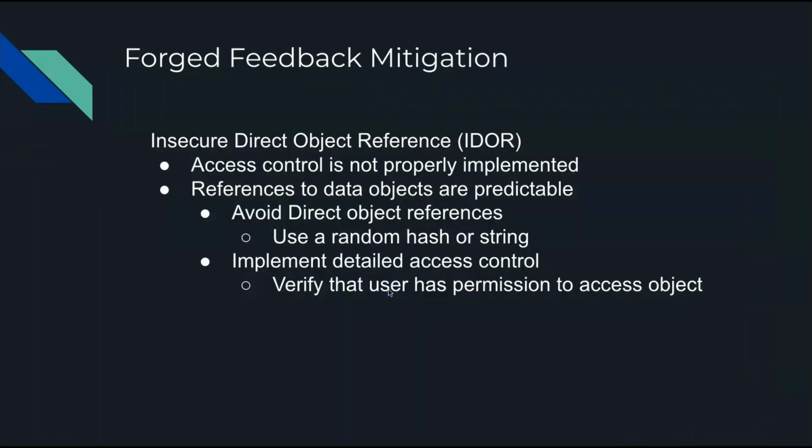This is another example of indirect object reference. Once again, access control is not properly implemented. References to data objects are also very predictable, meaning that you can see users are sequentially numbered. We need to mitigate this, we need to avoid direct object references using a random hash, meaning that the user accounts need to be randomized. They can't be predictable. Also, we need to implement detailed access controls. So we need to verify that the user who's actually uploading that is user 2, not user 21 posing as user 2.